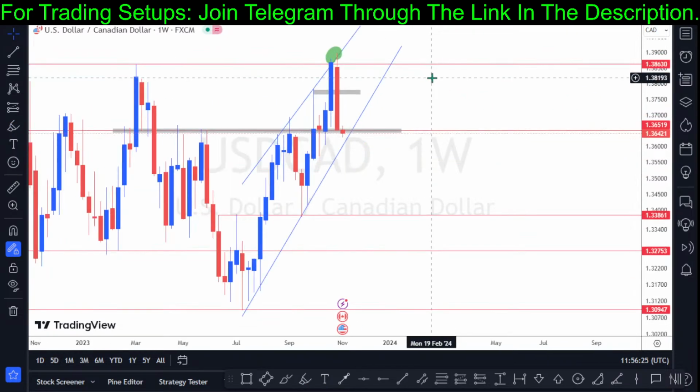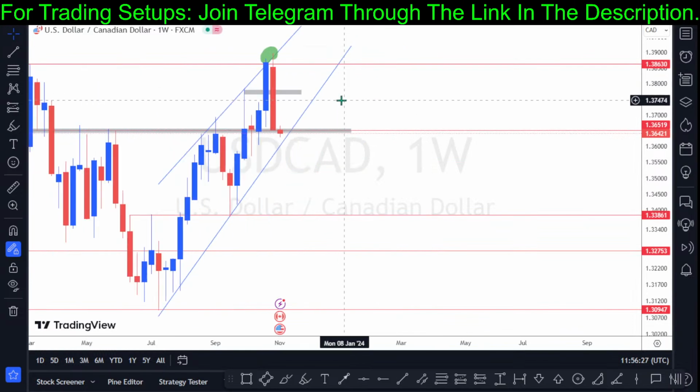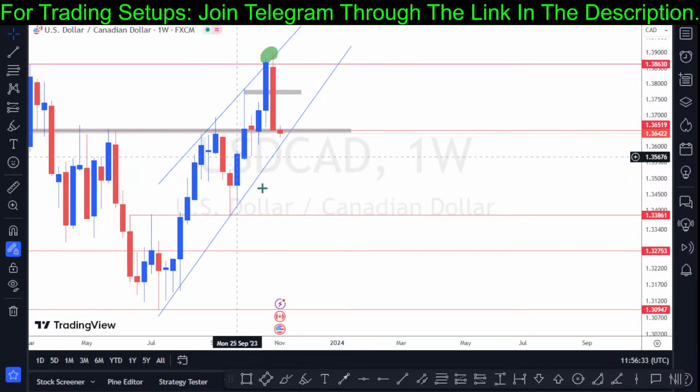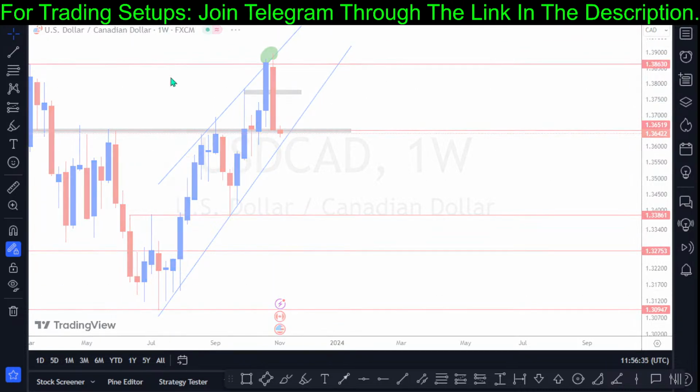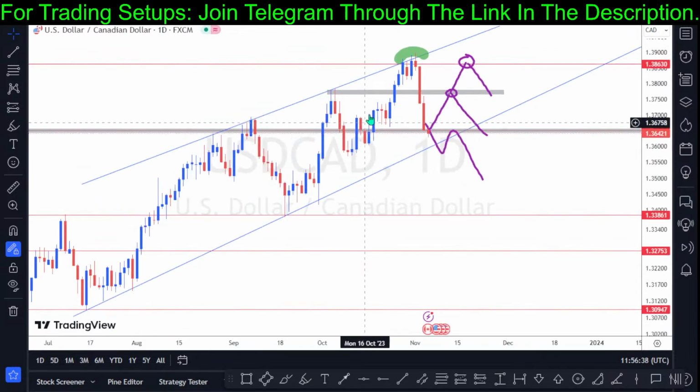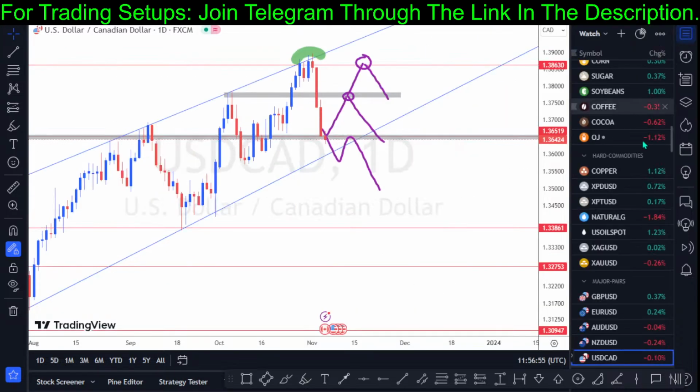So the key idea right here is to look out for a pullback, and this pullback could be a pullback to the 50% retracement level of this bearish engulfing bar, which we call the benchmark, or a pullback to the 0.618 retracement level. So this is my idea on the USD Canada. This is how I'm going to be looking to approach the USD paired against the Canadian dollar if I'm going to be taking a trade on this asset. So I hope you guys found this understandable. So next is USD JPY.